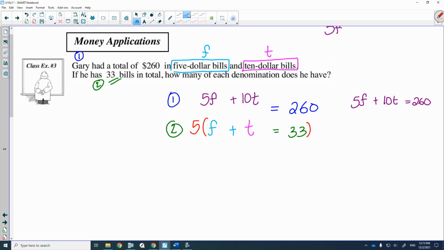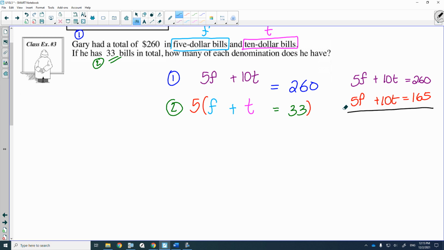So 5F plus 10T. Are you getting 165? Okay. Erin, do you want me to add these two systems or subtract if I'm getting rid of the F's? Subtract. Yep. So we're going to subtract 5 minus 5. That cancels the F's. I made a mistake. Where's my mistake? Do you guys see my mistake? Right here.